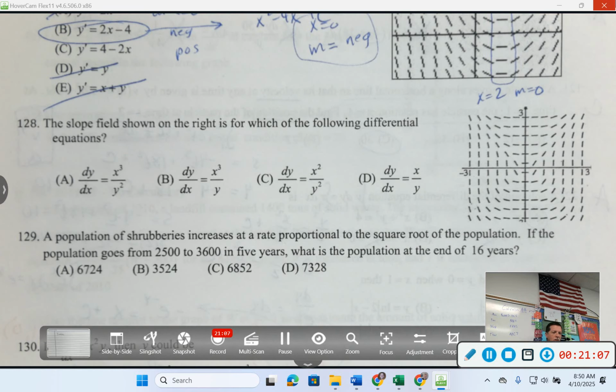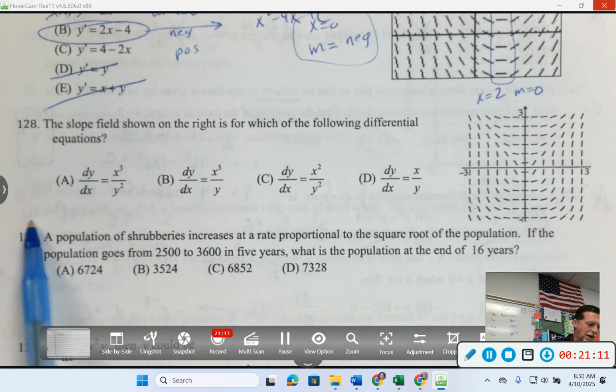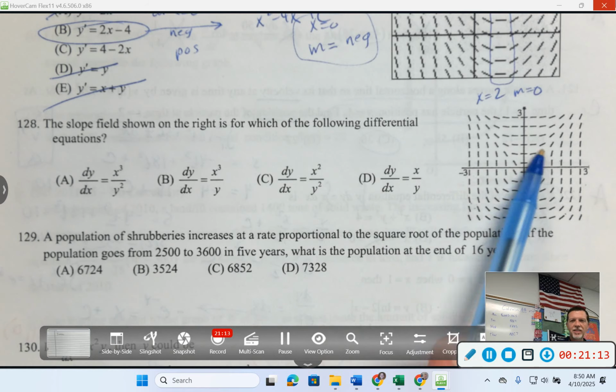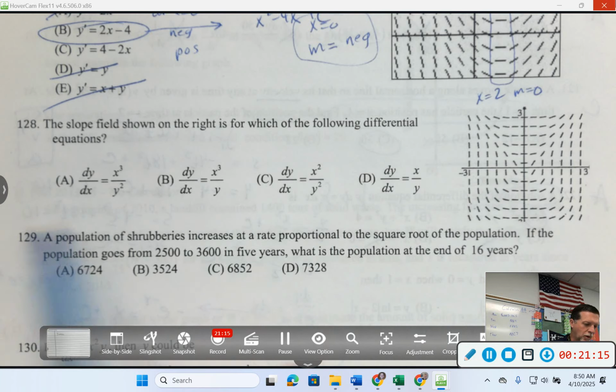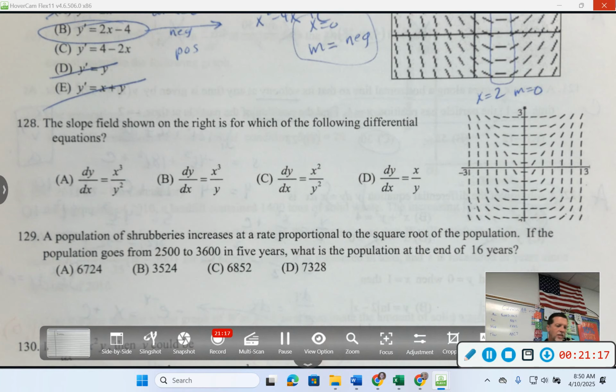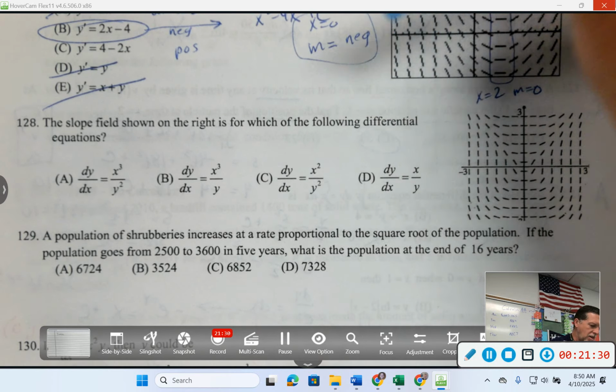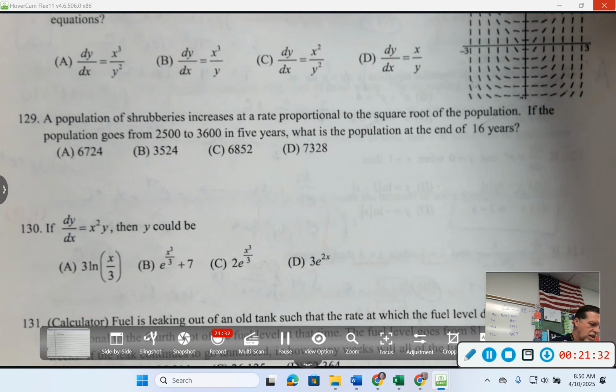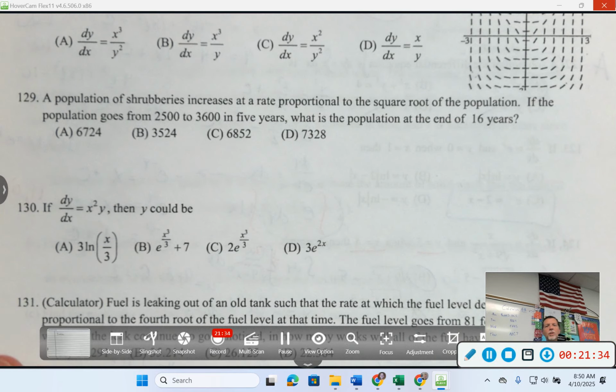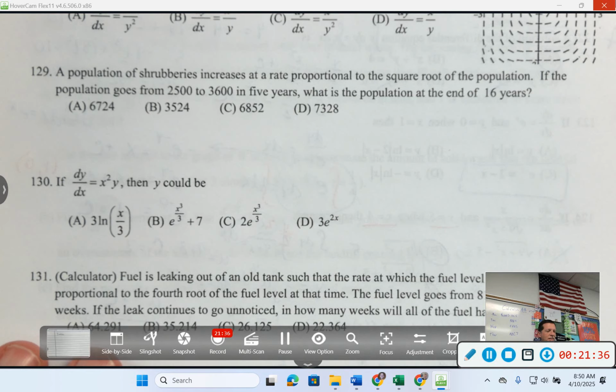$128 looks harder than all of them. Because, by my depends on method, depends on x, it depends on both, but they all depend on both. So that's going to take some work. I'm going to have to plug in points. Let's skip that one for now. Right, I don't want to do all the problems for you. Almost all of them. 129.